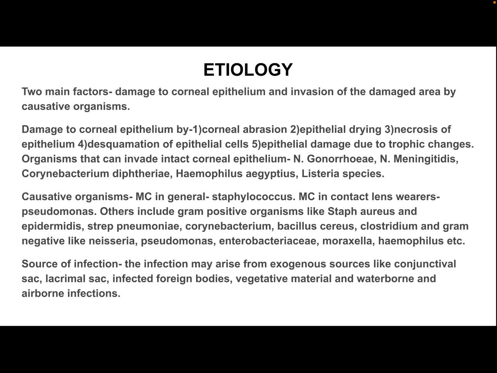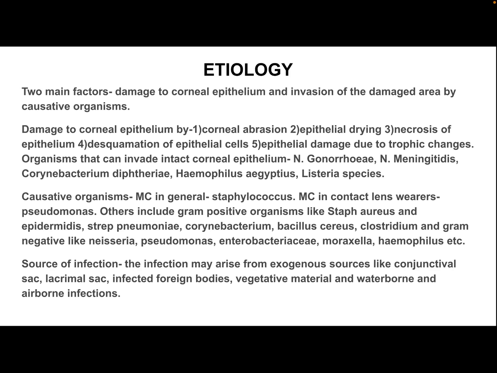So how does damage occur to the corneal epithelium? Corneal epithelium can be damaged by corneal aberration, epithelial drying, necrosis of epithelium, disformation of epithelial cells, epithelial damage due to trophic changes. Now corneal aberrations, how can they come? Corneal aberrations can occur due to small foreign body which gets impacted on the cornea. It can be due to misdirected cilia, concussions or trivial trauma due to contact lens wearing.